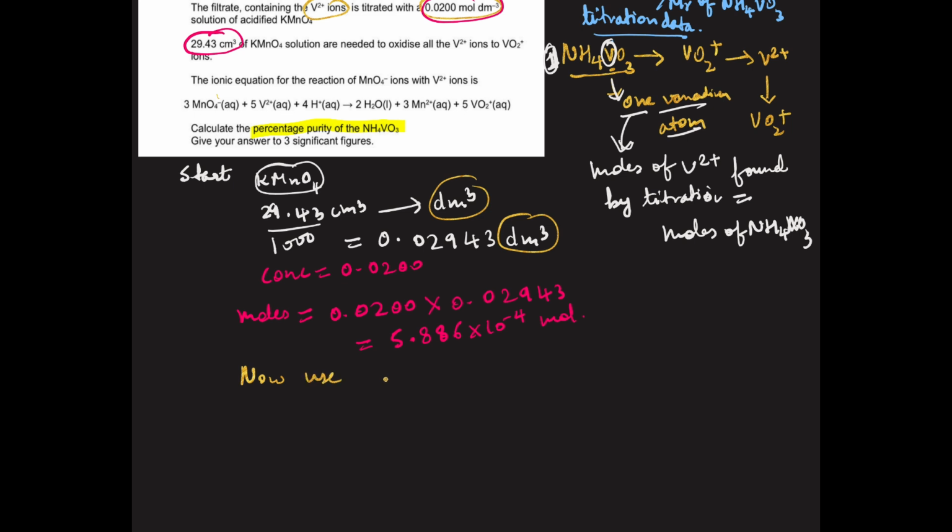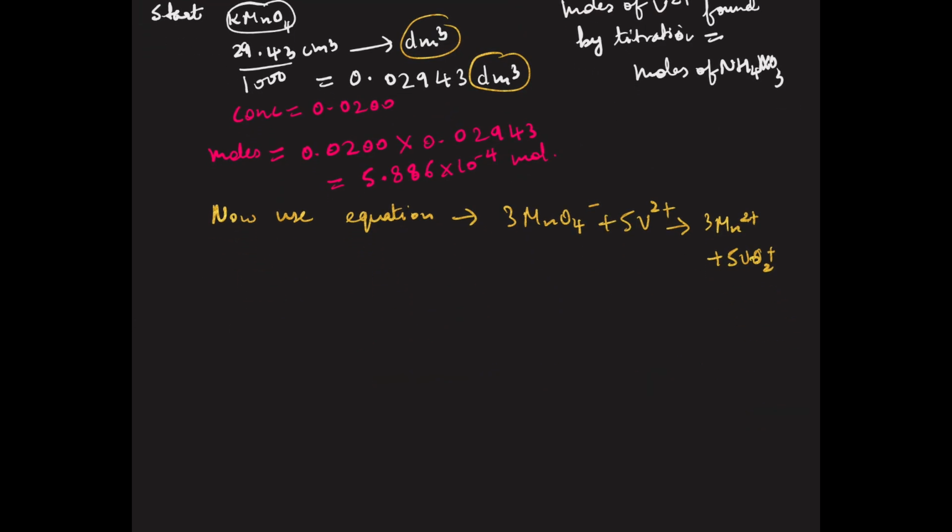Now use the equation. It says 3MnO₄⁻ + 5V²⁺ gives you 3Mn²⁺ + 5VO₂⁺. Therefore the ratio is this. Now this is the important part. Please be careful about this. I'm going to slightly make it bigger so that you can see.